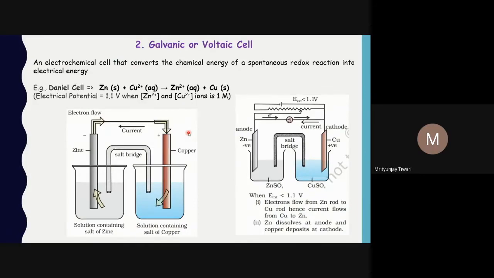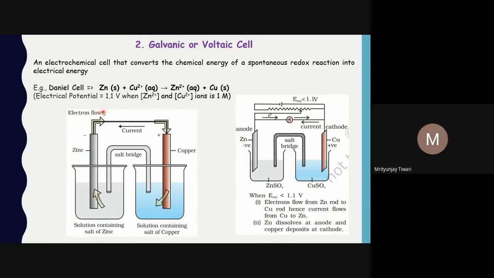Again, that we'll see later on. Let us look at the galvanic cells or voltaic cells. Both are the same name, galvanic or voltaic cells, and they are electrochemical cells or devices that convert chemical energy of spontaneous redox reactions into electrical energy. This I have explained much earlier.